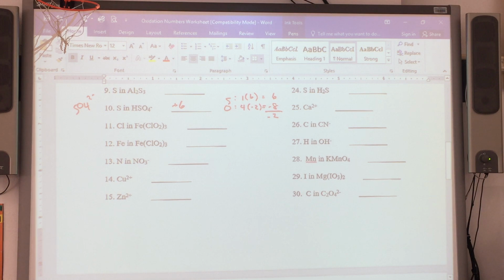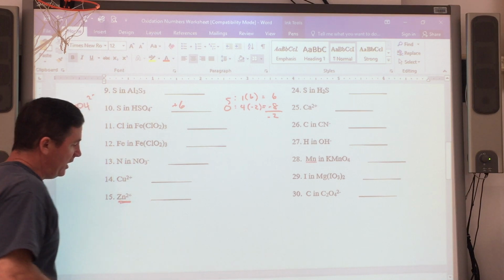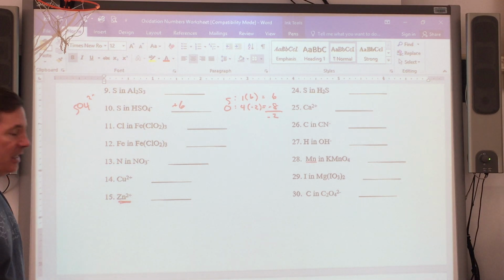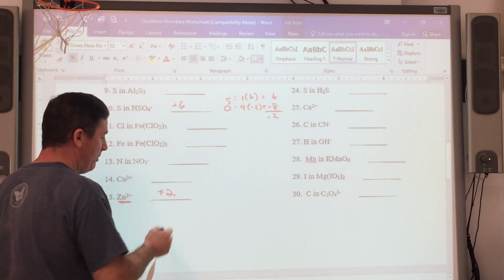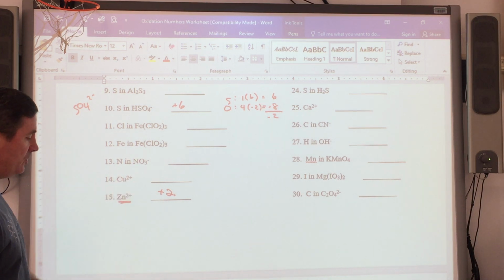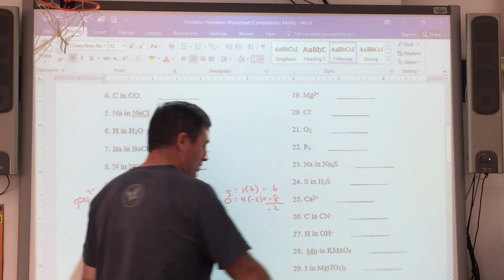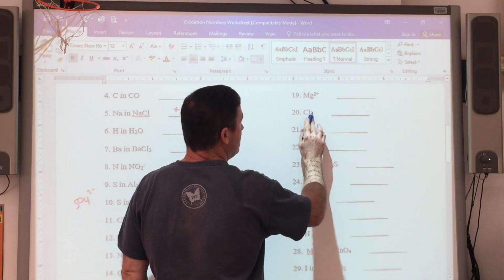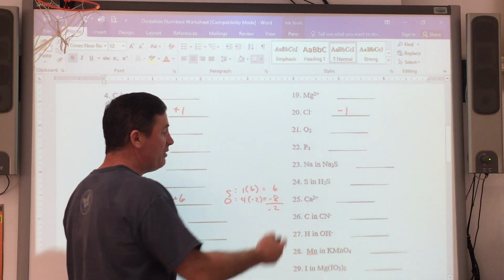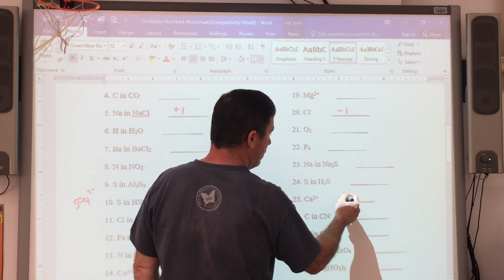Okay? 15. Zinc 2+. Well, one of the rules is if there is a monatomic ion, in other words, 1 atom, it has the charge, the oxidation number, of the ion itself. Okay, so that's a +2. Those are pretty straightforward. Number 20. Here's another one. Chlorine has a -1 charge, therefore it has a -1 oxidation number. 25. You're getting lucky here. Monatomic ion, it carries whatever the charge is.